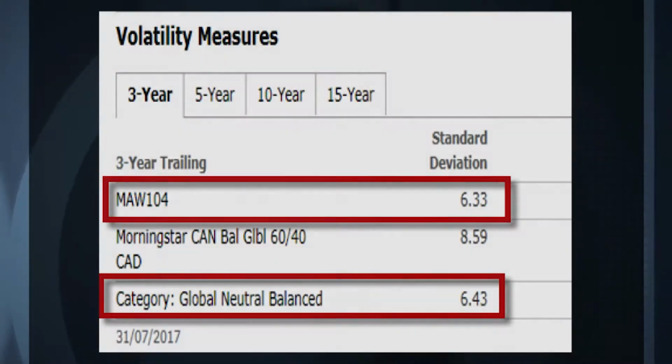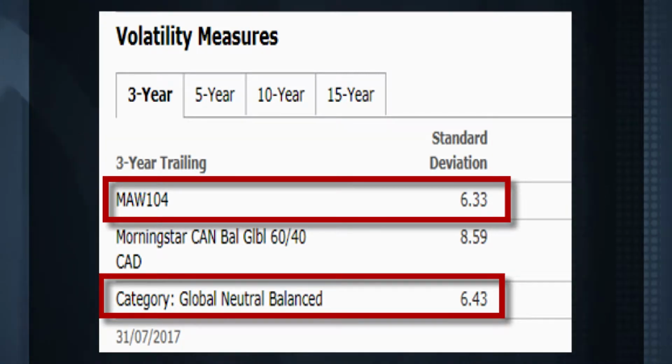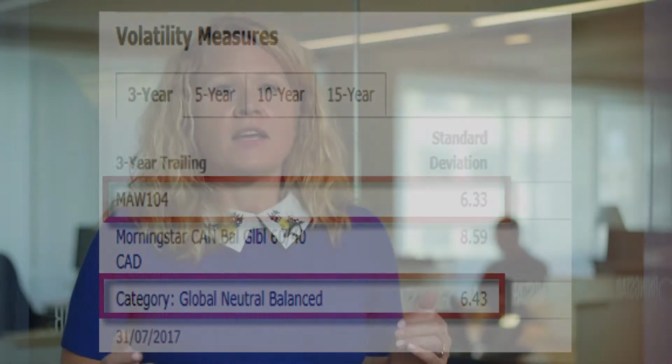Let's take a real-life example now, Mower Balanced Fund. In the Volatility Measures section of the Rating and Risk tab of this fund's Morningstar report, we see that this fund's 3-year standard deviation is 6.33% versus the average fund in its category, which is 6.43%. This fund should therefore have a slightly less bumpy ride than the average fund in its category.